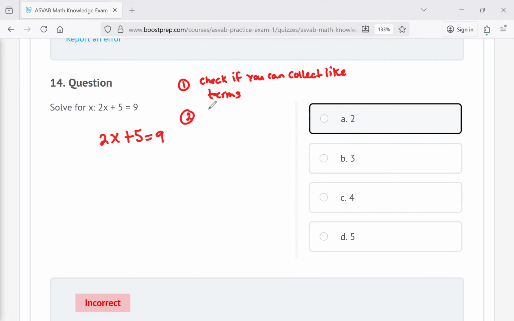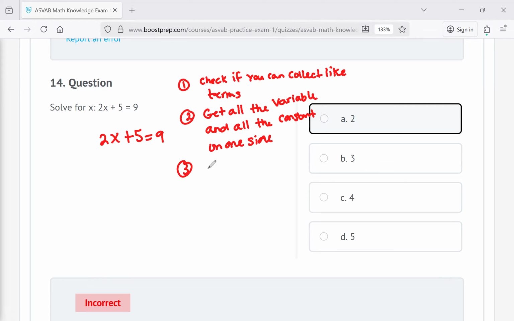Step two is, once you collect like terms, get all the variables, and when I say variables, I mean all the letters, and all the constants on one side. Okay, so when I say constant, I mean the one without a letter. Step three, solve for the variable.